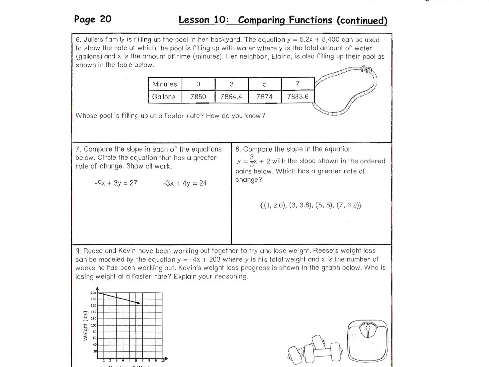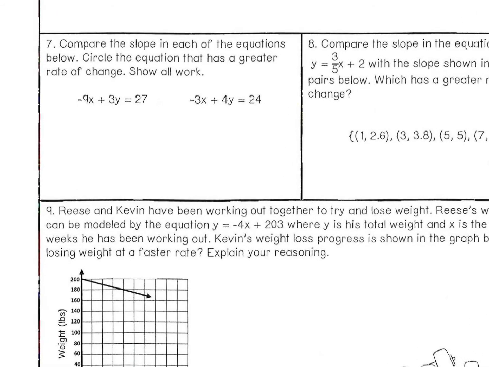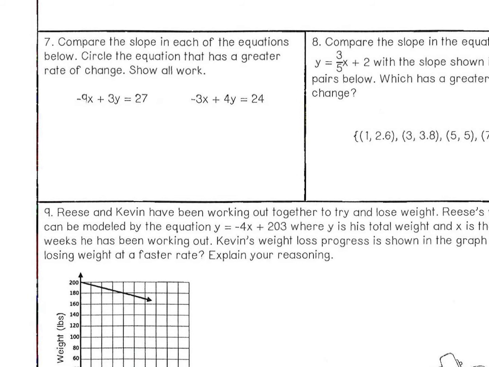So continuing on page 20, we're just going to do 2 more, and then we're going to finish up 6 and 9 in tomorrow's lesson. So let's focus on number 7 right now. It says compare the slope in each of the equations below. Circle the equation that has the greatest rate of change.